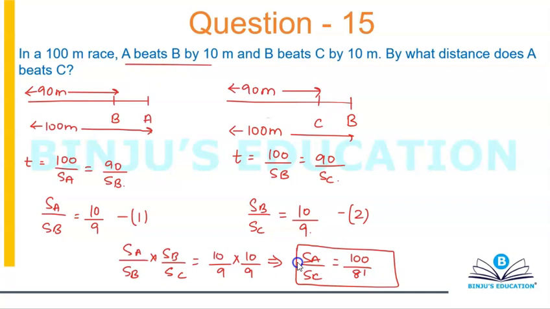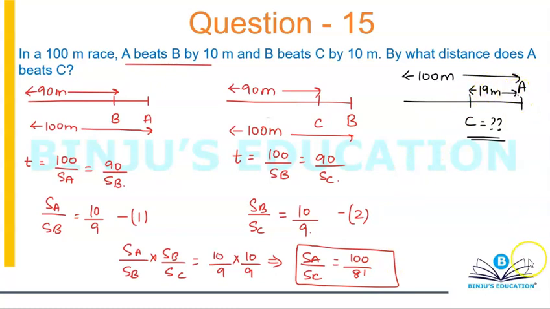Because the question is by what distance A beat C. That means the question is basically asking when A will cover the entire 100 meters, where will C be? Now the ratio of the speed is 100 by 81. That basically means when A will cover 100 meters, C will cover 81 meters. That's the whole point. So by what distance did A beat C? A will beat C by 19 meters, and that's your answer.